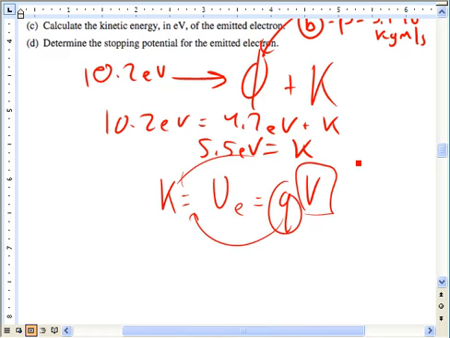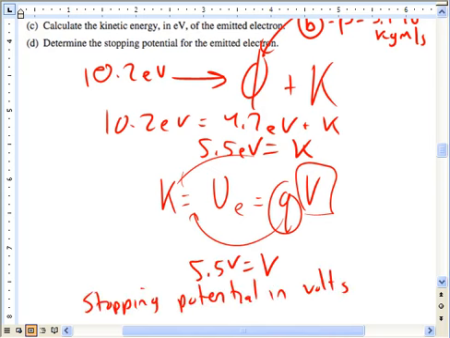What that really means, guys, is that the easy way to get the voltage when we have the kinetic energy in electron volts is, rather than multiplying by 1.6 times 10 to the negative 19 and then dividing by 1.6 times 10 to the negative 19, realize we don't have to do any of that and say the voltage, the stopping potential, is 5.5 volts. So remember, stopping potential in volts equals the kinetic energy in electron volts. It's just the same number. It's trying to be your friend. Let it be your friend.